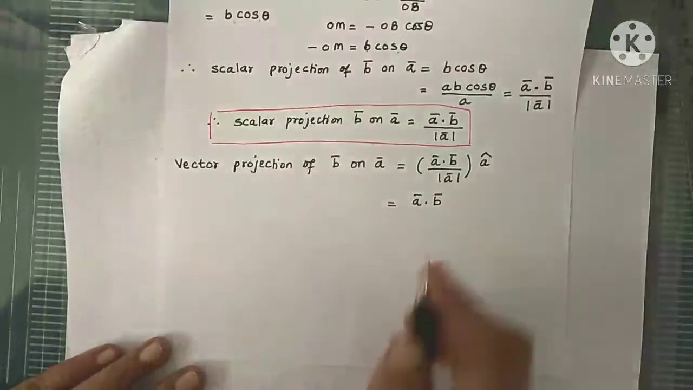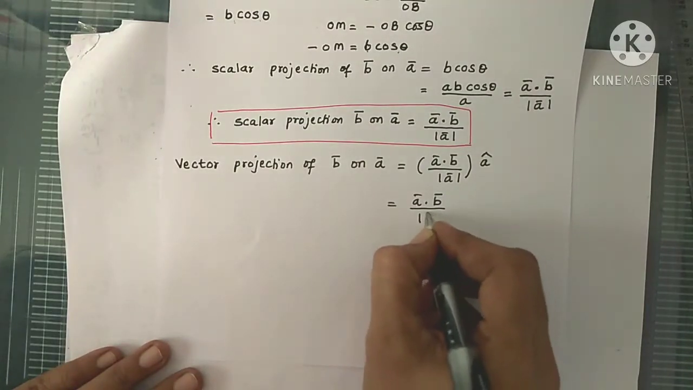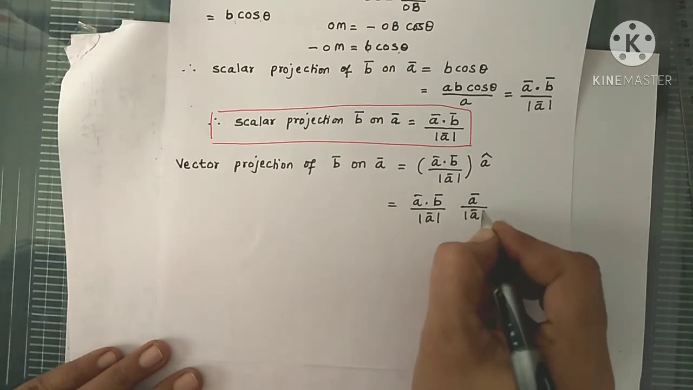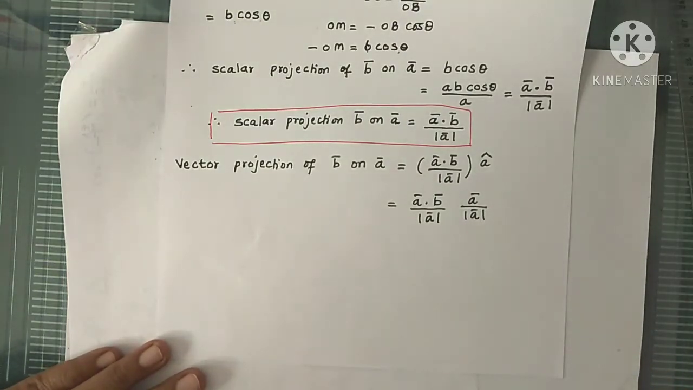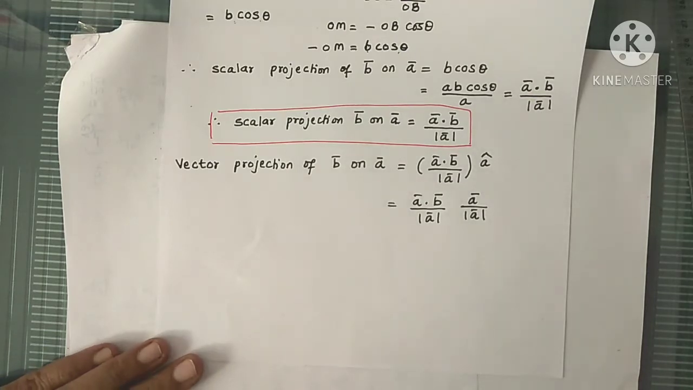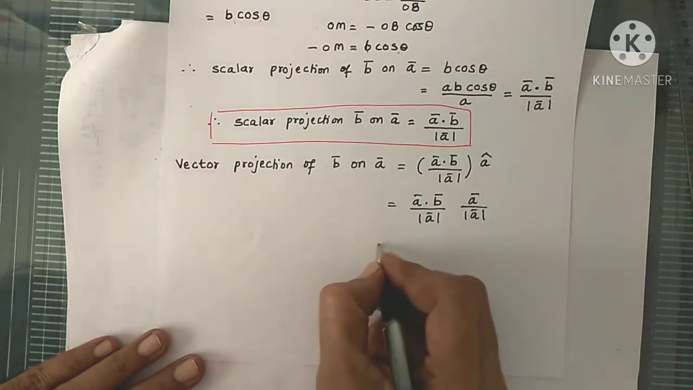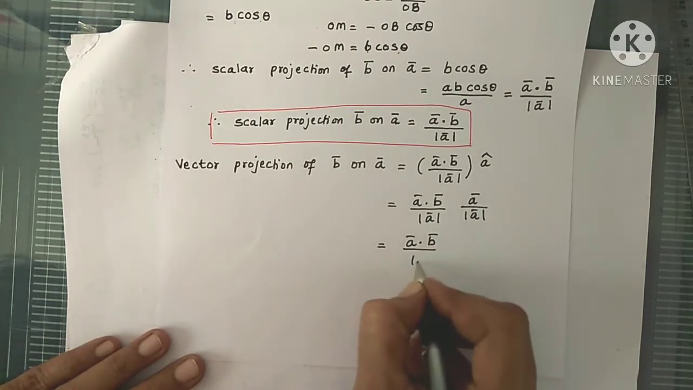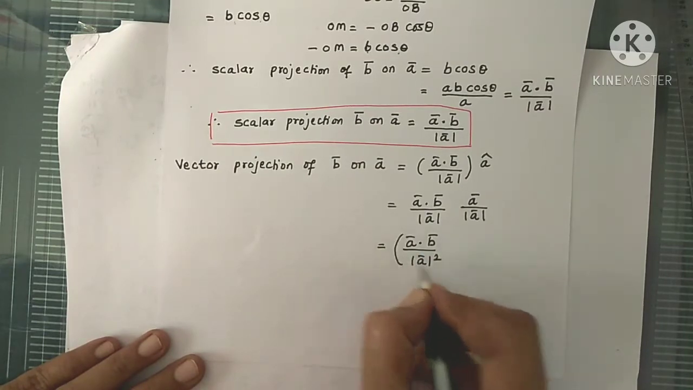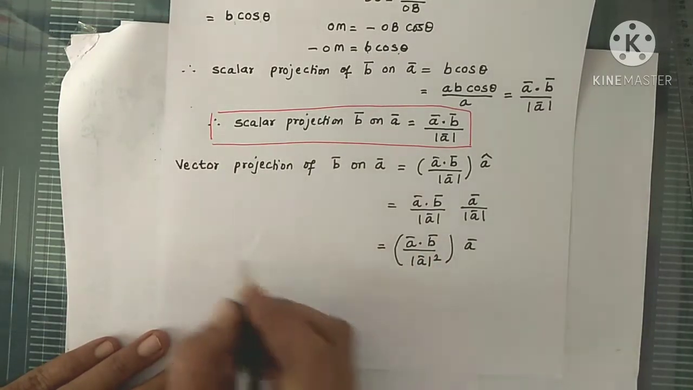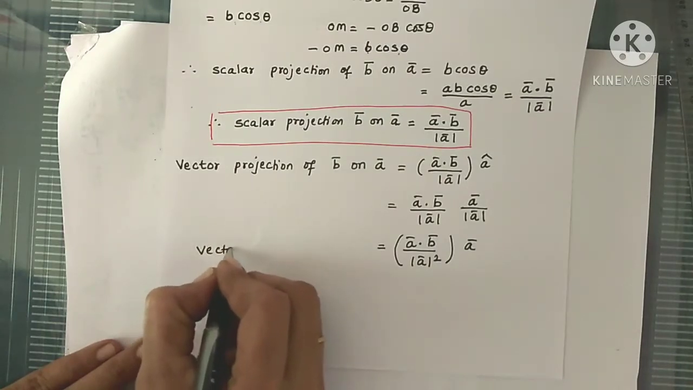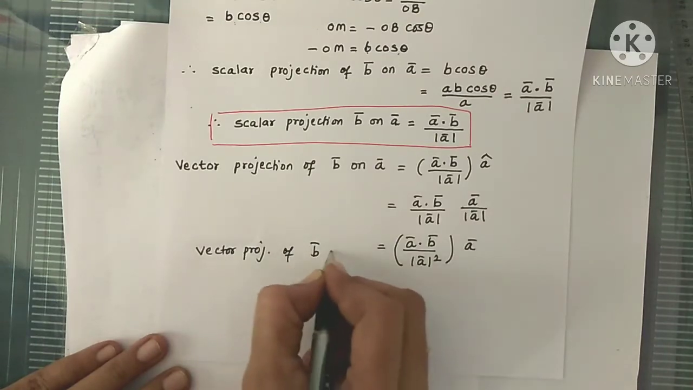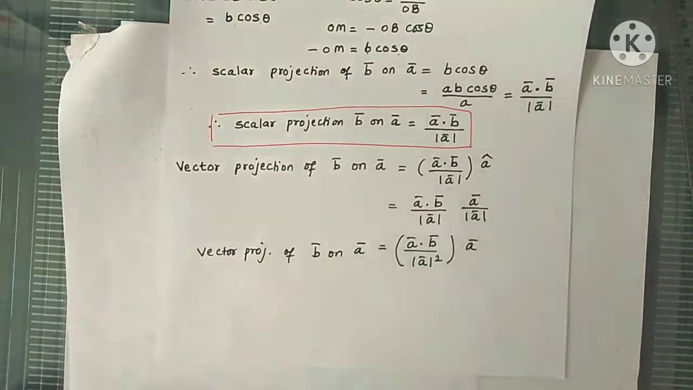So that is A bar dot B bar upon modulus of A bar, and this one is A bar upon modulus of A bar. To find the unit vector along any vector, we divide by its magnitude and we get the unit vector along the vector. So this one is A bar dot B bar upon modulus of A bar square into A bar. So this is the formula for vector projection of B bar on A bar.